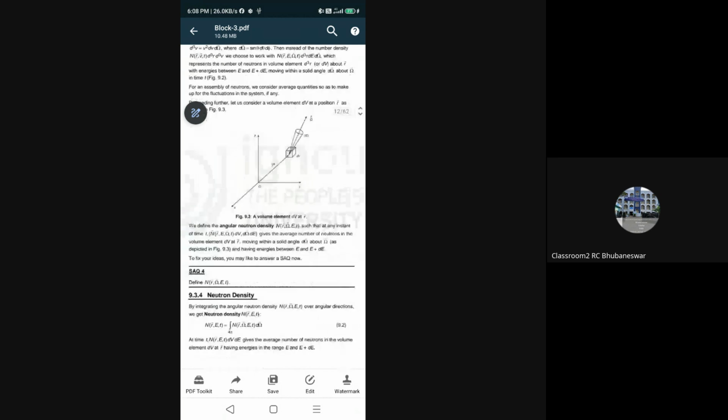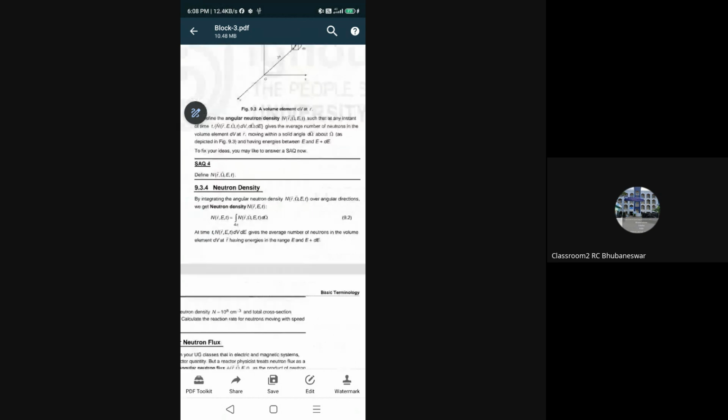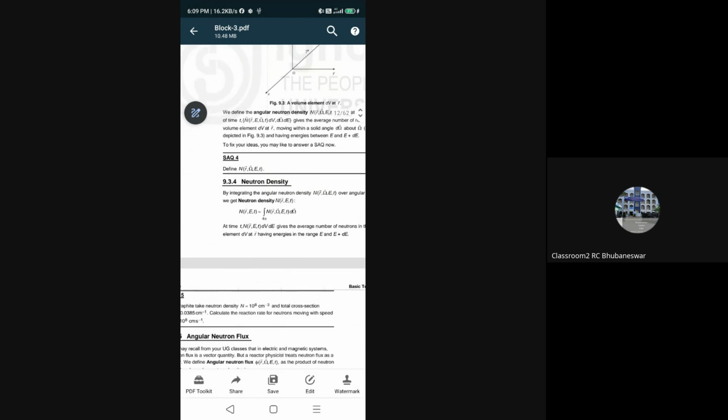Okay. Then we'll discuss neutron density. By integrating the angular neutron density n over angular directions, we get the neutron density N(r, E, t). So N is equal to the integral over 4 pi of n(r, omega, E, t) d omega. At time t, N dV dE gives the average number of neutrons in the volume element dV at r having energies in the range E and E plus dE.